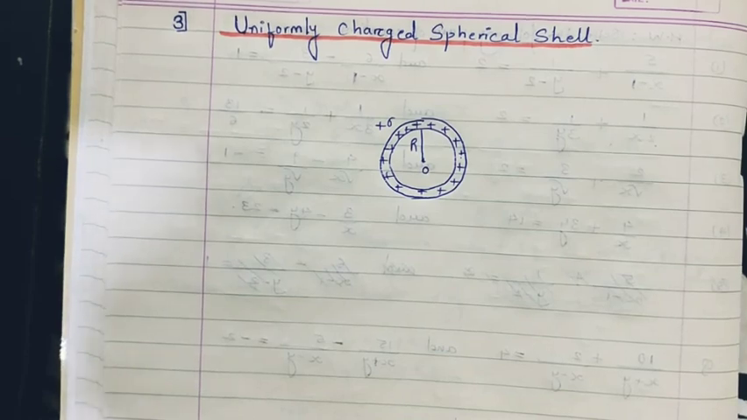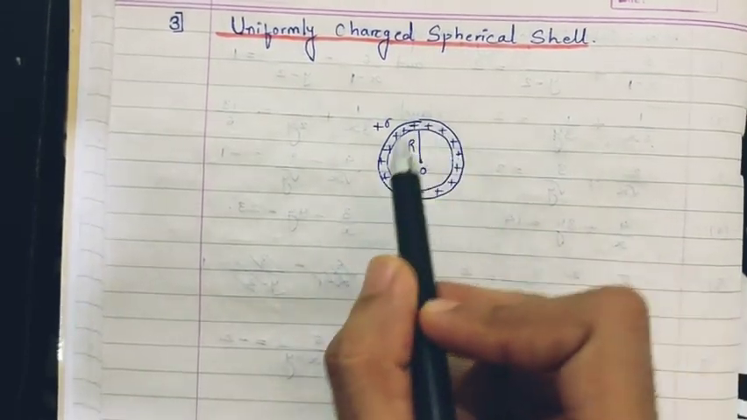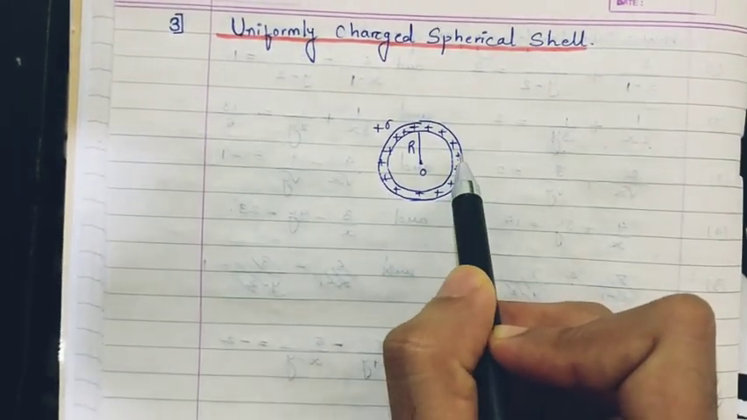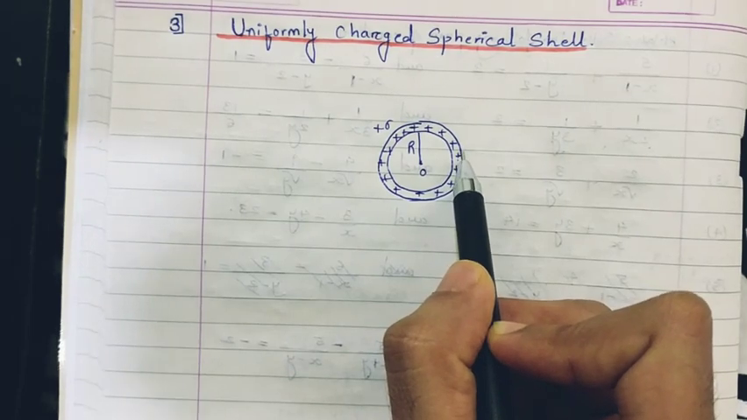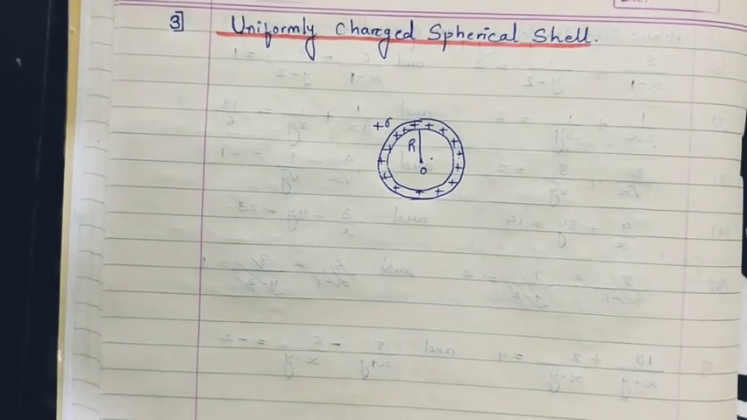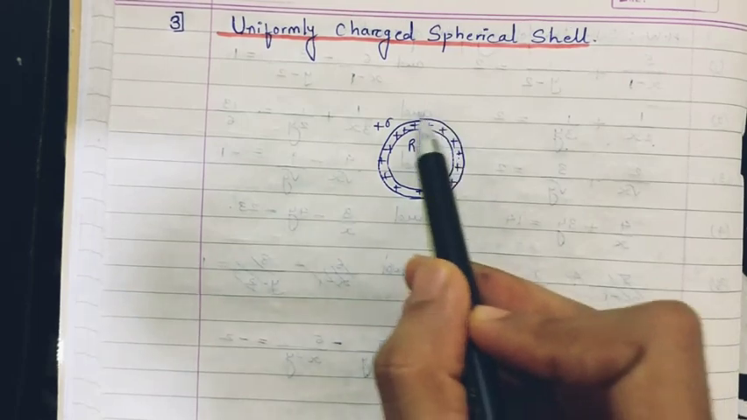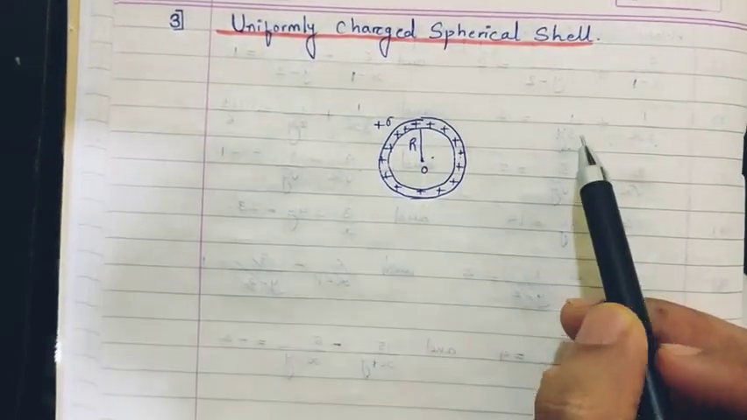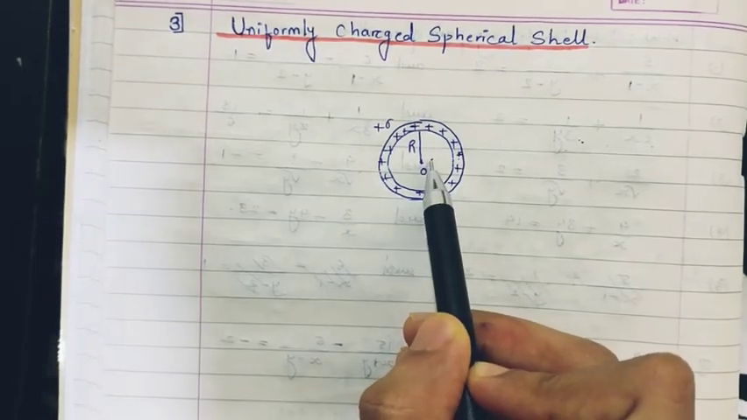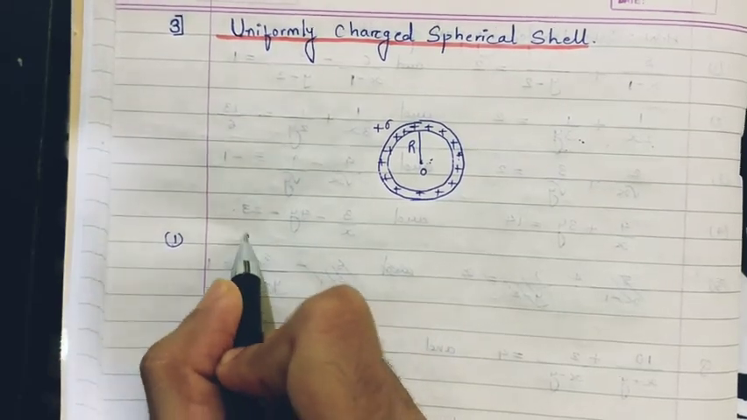Now we are going to find the electric field due to the uniformly charged spherical shell at a point outside the shell, at a point on the surface of the shell, and at a point inside the shell. So we are going to see three different cases: first, we find the electric field due to this uniformly charged spherical shell outside the shell, then on the surface of the shell, and then inside the shell. Let's consider the first case, that is, outside the shell.